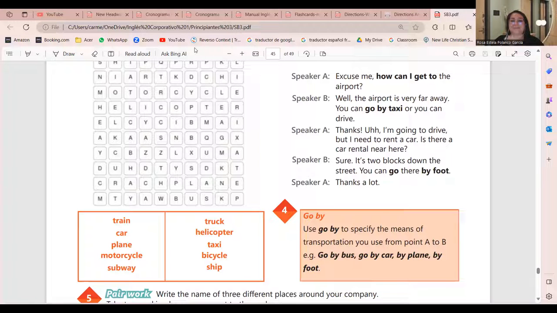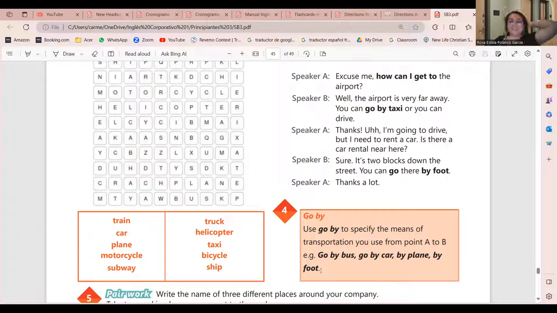Well, the super selectos is very far away. You can go by car or you can walk. Okay. Puedes decir you can go by foot, según el libro, ¿verdad? You can go by foot.